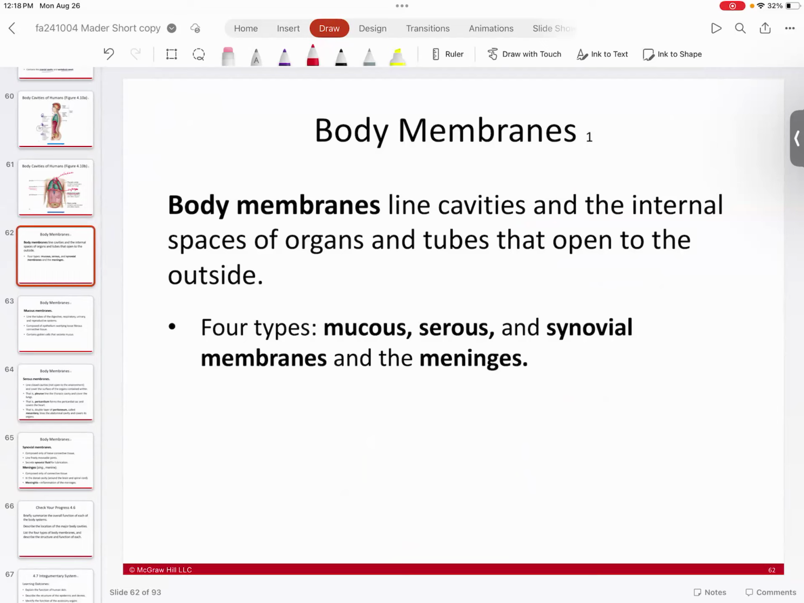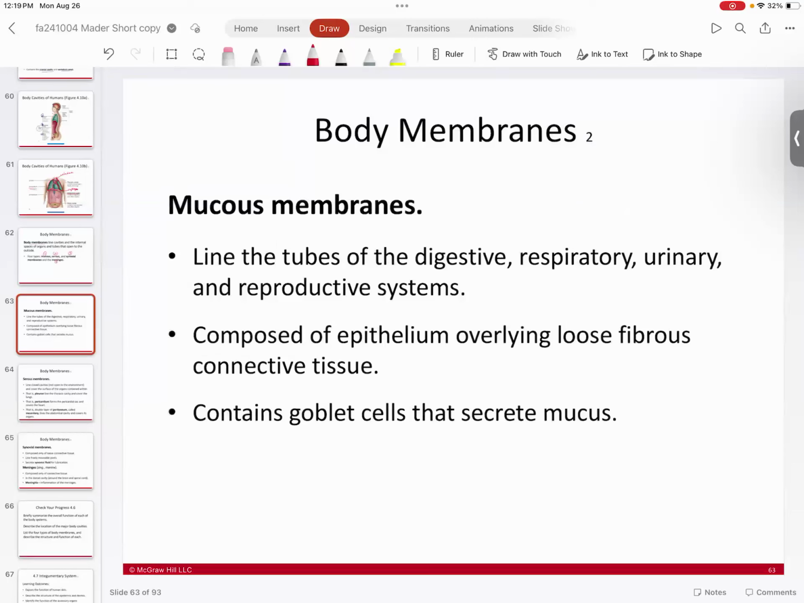But before we get there, I want to lay some of the groundwork here, because remember we said that epithelial tissue lines cavities. And that's true. And they line the cavities in the form of what's called membranes. And so we have a couple of different types of membranes in the body. Number one, we have the mucous membranes. Then we have what's called serous membranes. We have synovial membranes. And then we have what's referred to as a special type of membrane system called the meninges. So let's take a look at each one of these in turn.